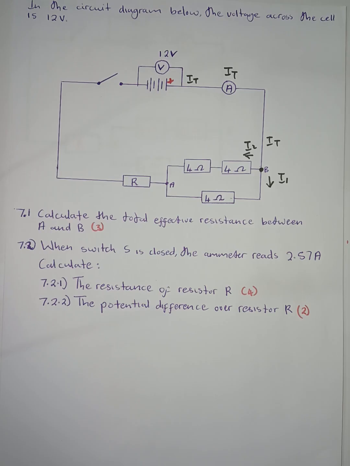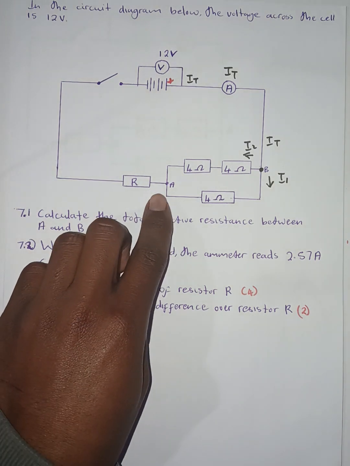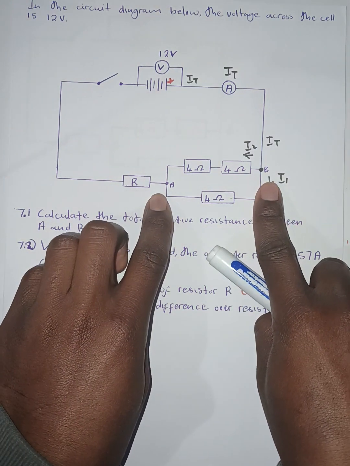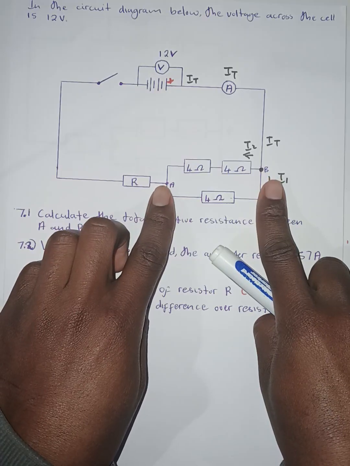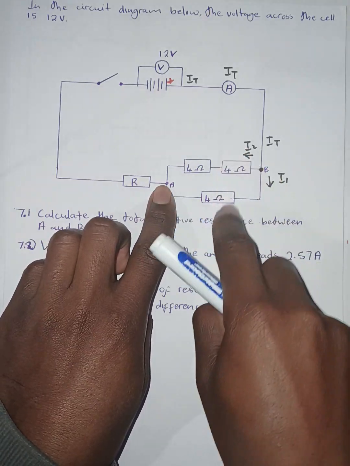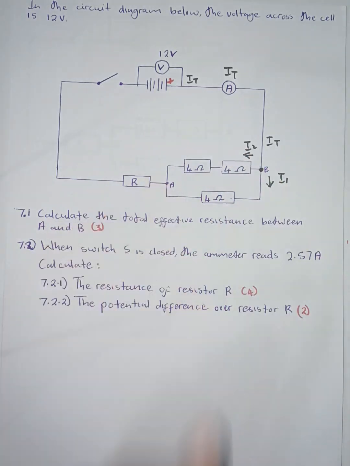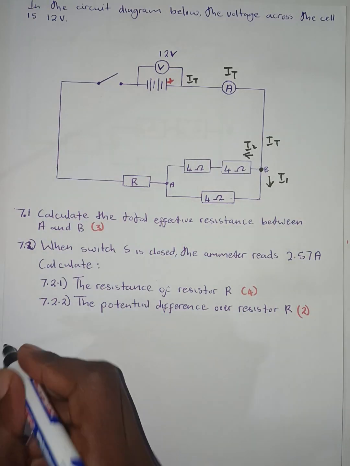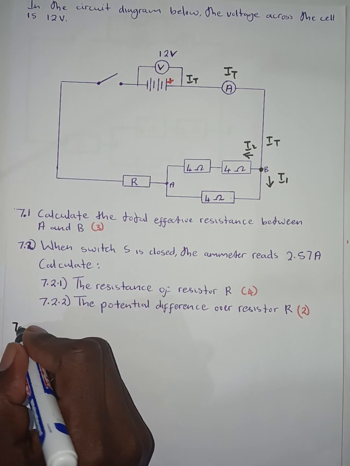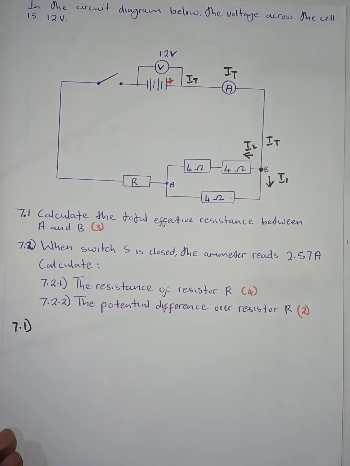So if we look at question 7.1, it says calculate the total effective resistance between A and B. Where are A and B? So we have A there and we also have B at that point, right? So they are saying to calculate the equivalent resistance of our parallel resistance. So to calculate that, 7.1, I'm going to write that there, 7.1. Now I'm going to continue with the other questions on the other paper.